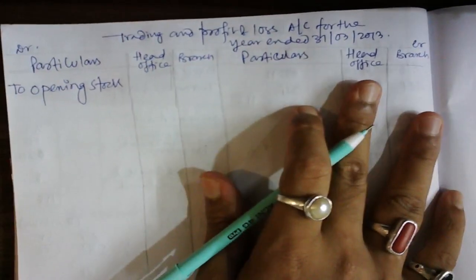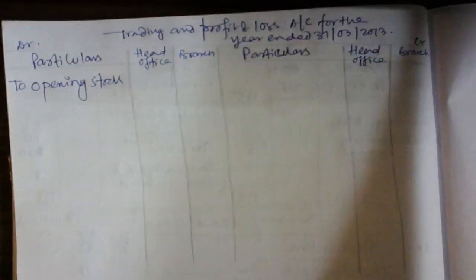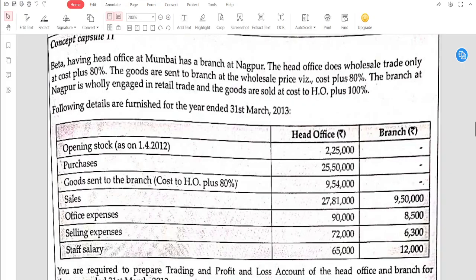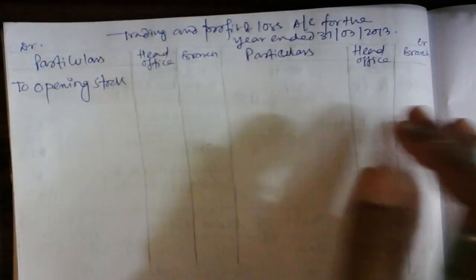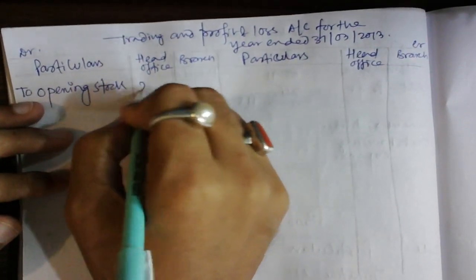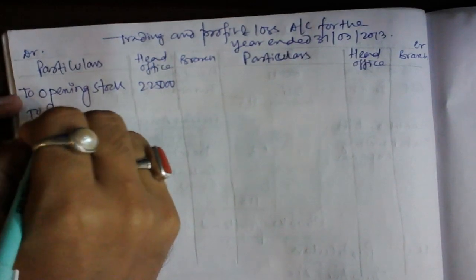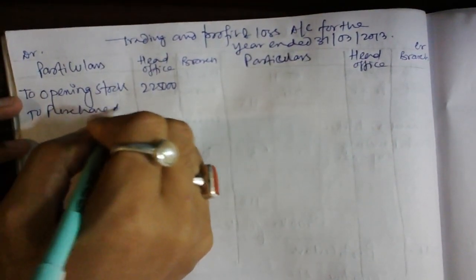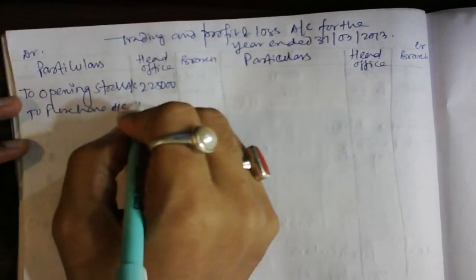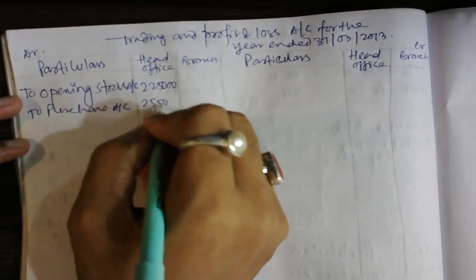ओपनिंग स्टॉक कितना मेरे पास, देखिए we have only opening stock in the HO only 2,25,000, purchase is 25,50,000. So we can write here 2,25,000 in the HO books. Okay, and you can write to purchases account, please mention it, 25,50,000. That's all in the HO books, not in the branch books.